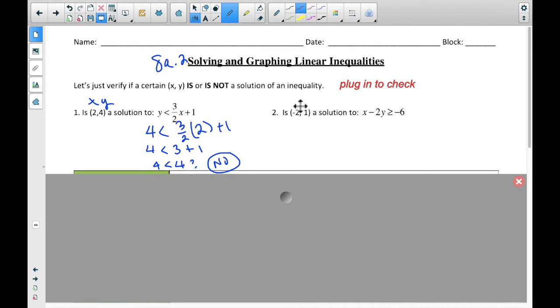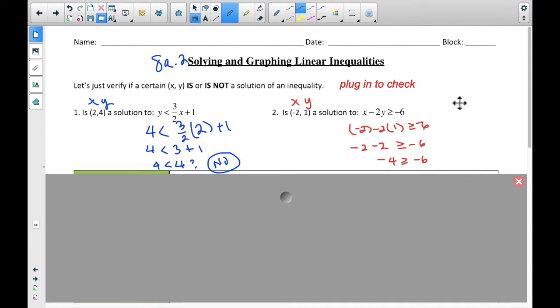Let's go to this problem. And again, remember this is your x and this is your y. Is this a solution? How do we know? Well, the way we know is we plug it in. So we plug in x is negative 2, and we plug in y is 1. Is this greater than or equal to 6? Actually, that's a negative 6. So let's plug it in and work it out. Negative 2 minus 2 is greater than or equal to negative 6. On your calculator, what's negative 2 minus 2? It's negative 4. Is negative 4 greater than or equal to negative 6?